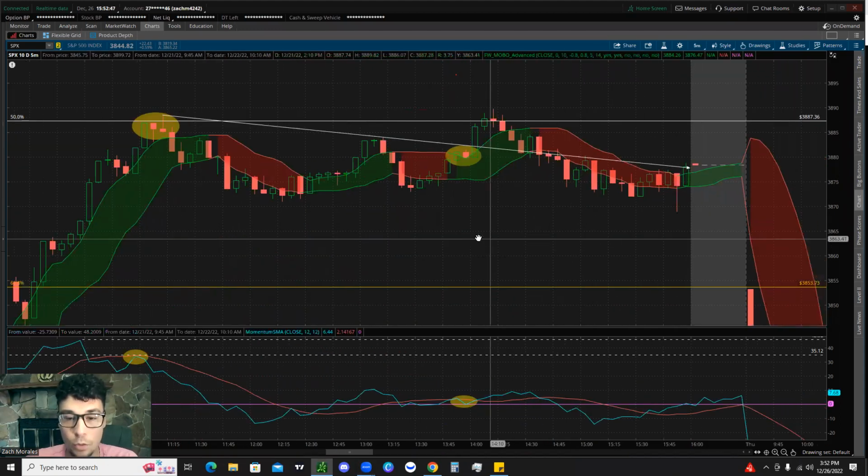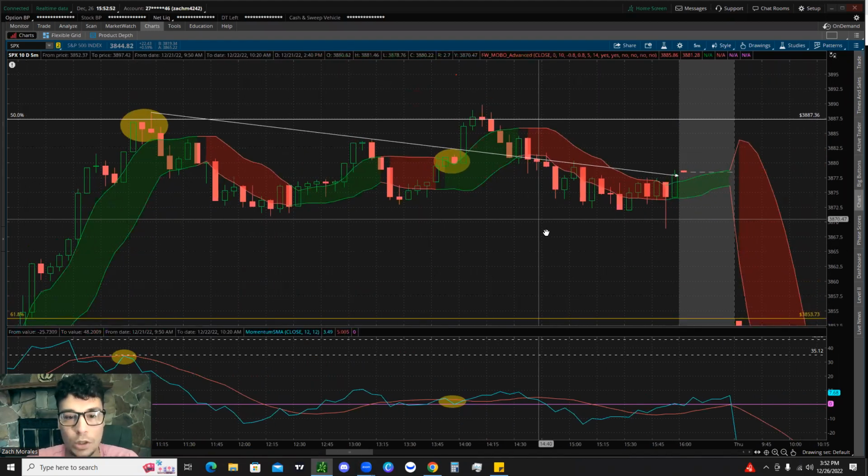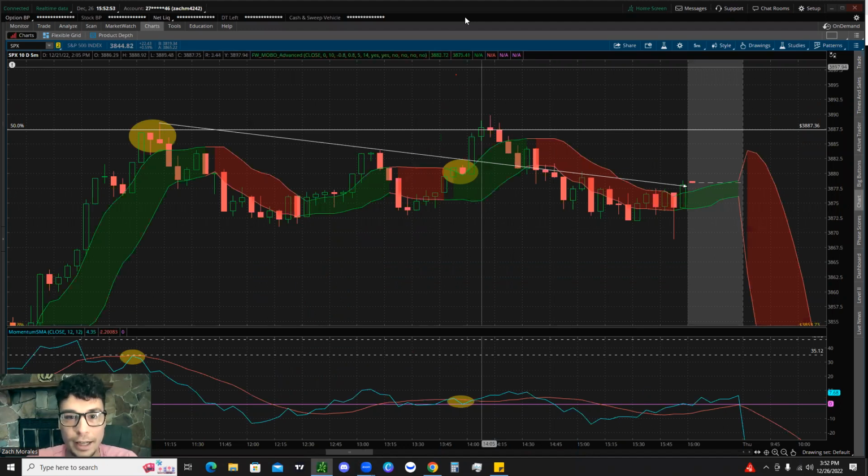Okay. And the next one, what I did was I actually entered a long position, a call option, once we broke this trend line right here. And then I saw that momentum was starting to align in my favor.